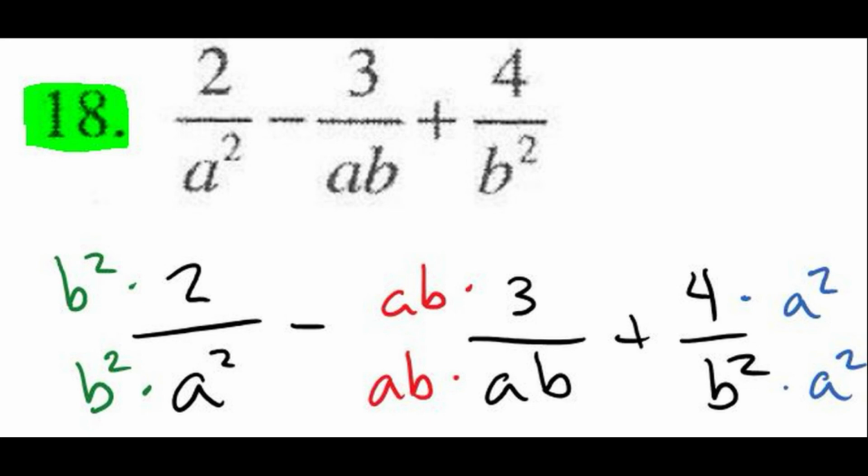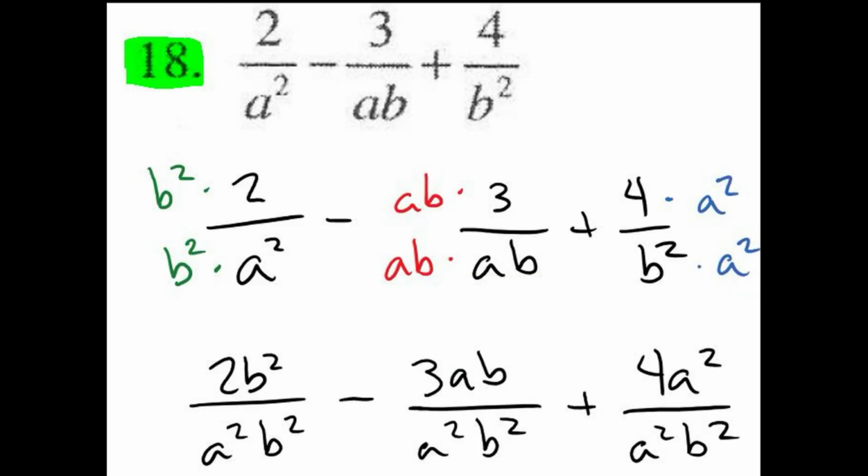The middle, we're going to do ab times the top and bottom because that'll give me my a squared and my b squared on bottom. And then the right fraction, we're going to multiply the top and bottom by a squared because that's all it's missing on bottom. So if you do that, you'll get 2b squared over a squared b squared minus 3ab over a squared b squared, and then plus 4a squared over a squared b squared.